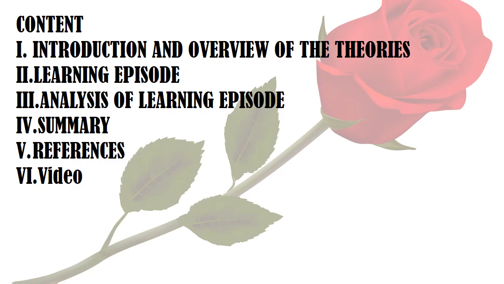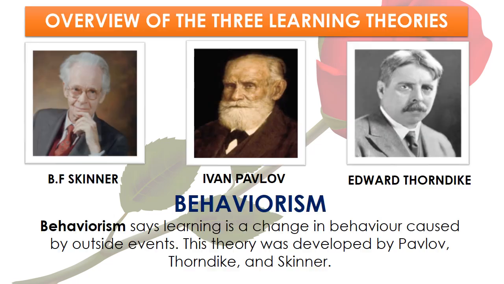First one, introduction. Understanding how students learn helps teach good lessons and keep students engaged. Three main learning theories: behaviorism, cognitivism, and socio-cultural theory explain learning in different ways. Each theory has a different idea about what learning is, how it happens, and how teachers can help.